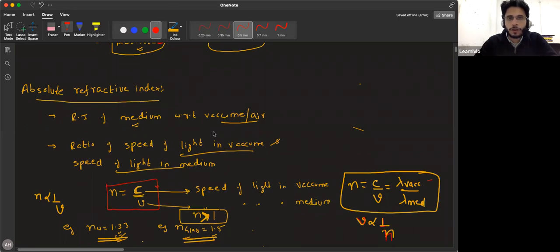We are comparing water and glass, not air. For water, the refractive index is 1.33. For glass, it's 1.5. So in which medium is the speed of light greater? Is it greater in water or is it greater in glass?